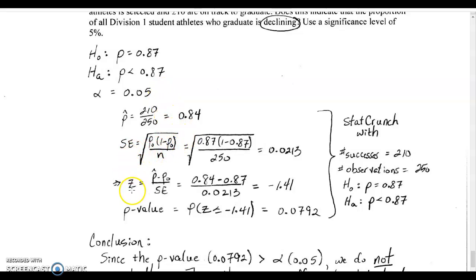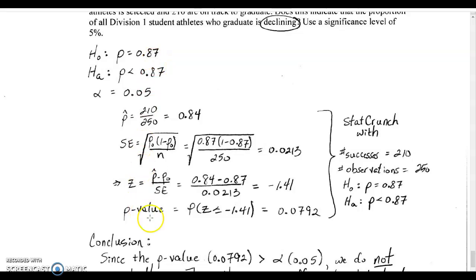I have to compute the z-score, the test statistic, which is P hat minus P naught over the standard error, where the standard error is the square root of P naught times 1 minus P naught over n. P naught is our null hypothesis, because that's what we're assuming is the truth. So the standard error is 0.0213, which tells us our P hat has a z-score of minus 1.41. That means 0.84, or 84%, is 1.41 standard deviations below the null hypothesis value of 87%.